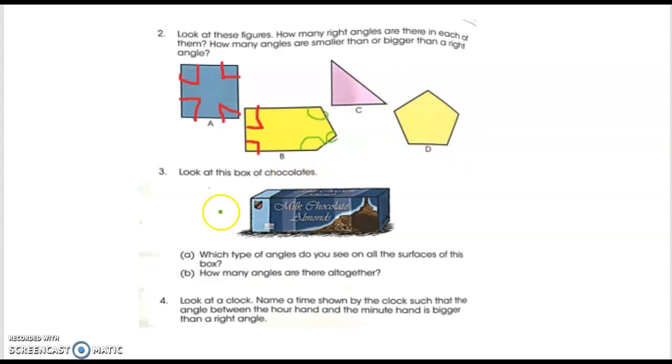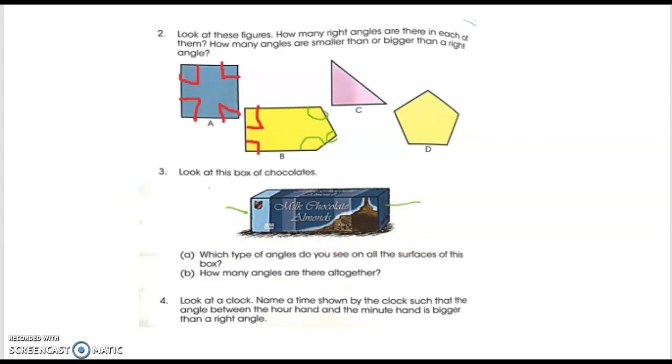Okay, now look at this chocolate box. The box is made from rectangles and squares, right? This one is a square, and on this side there is also a square. Now how many rectangles? This is a rectangle, right? 1, 2, 3, 4. There are 4 rectangles and 2 squares, isn't it?